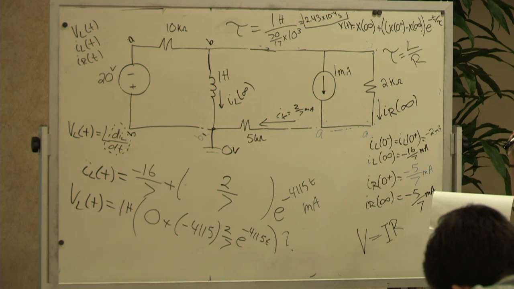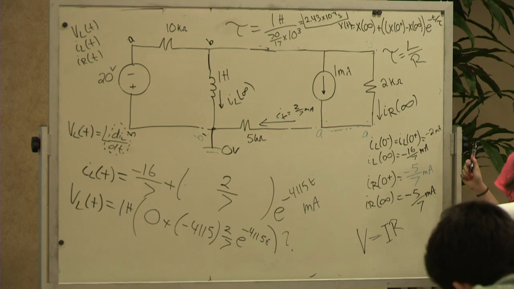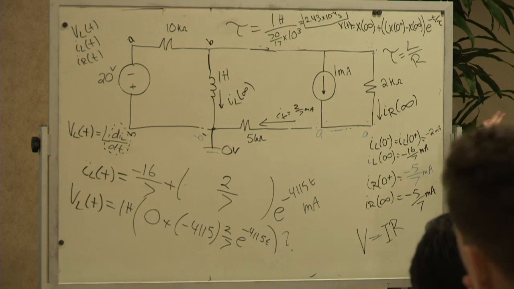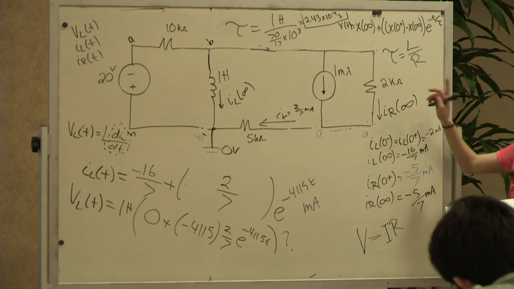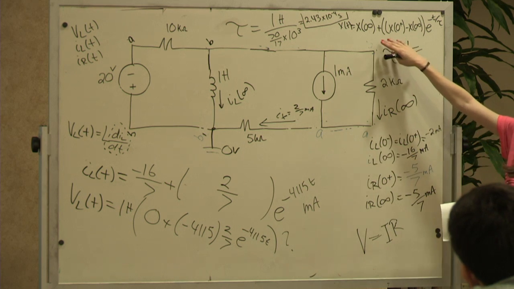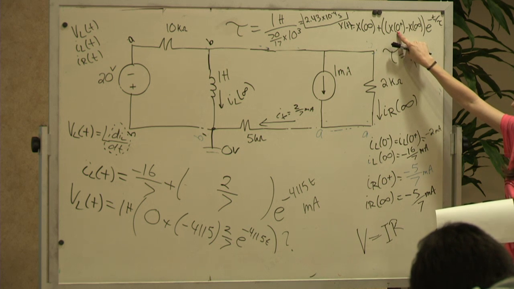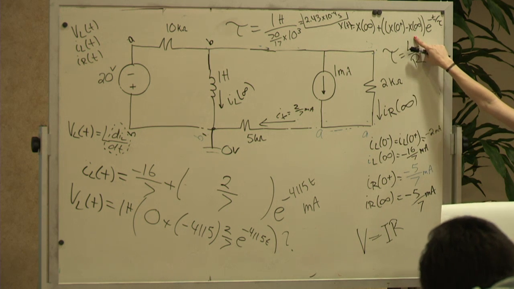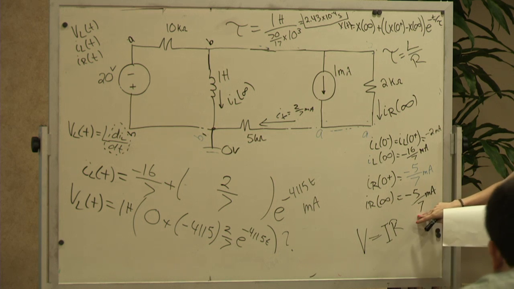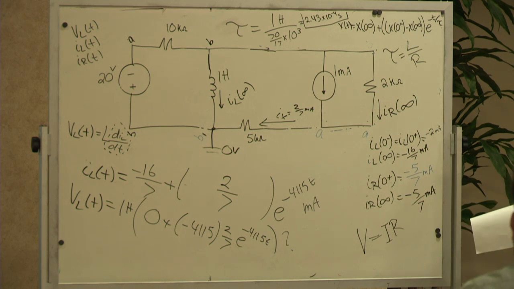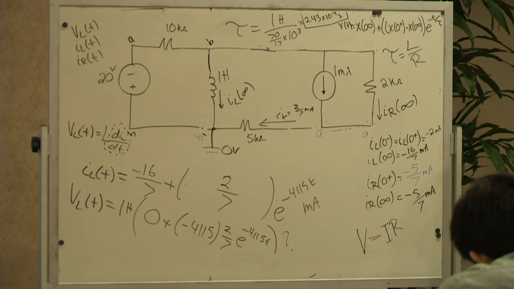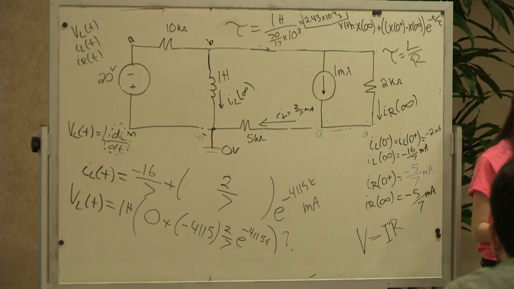And then what about IR of t? I'm not going to go through that. IR of t, we're going to do the same thing. It's the same tau. You're going to plug in x of infinity, negative 5 over 7, plus negative 5 over 7, minus 5 over 7. So you just plug that in. Any other questions on that?